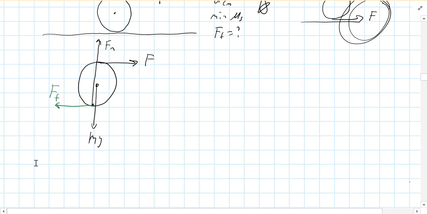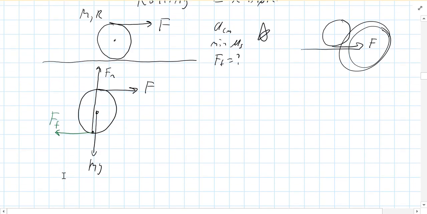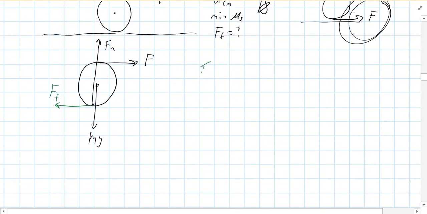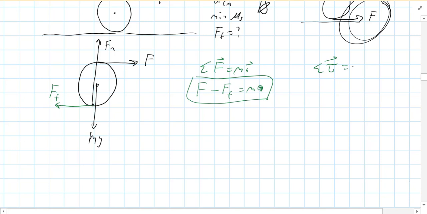We'll start with net force equals ma. We'll say to the right is positive. So we've got our pulling force minus friction equals ma. We've got a couple of unknowns there: we don't know a and we don't know friction. So then we're going to do net torque equals I alpha, and I'm going to do net torque about the center of mass.